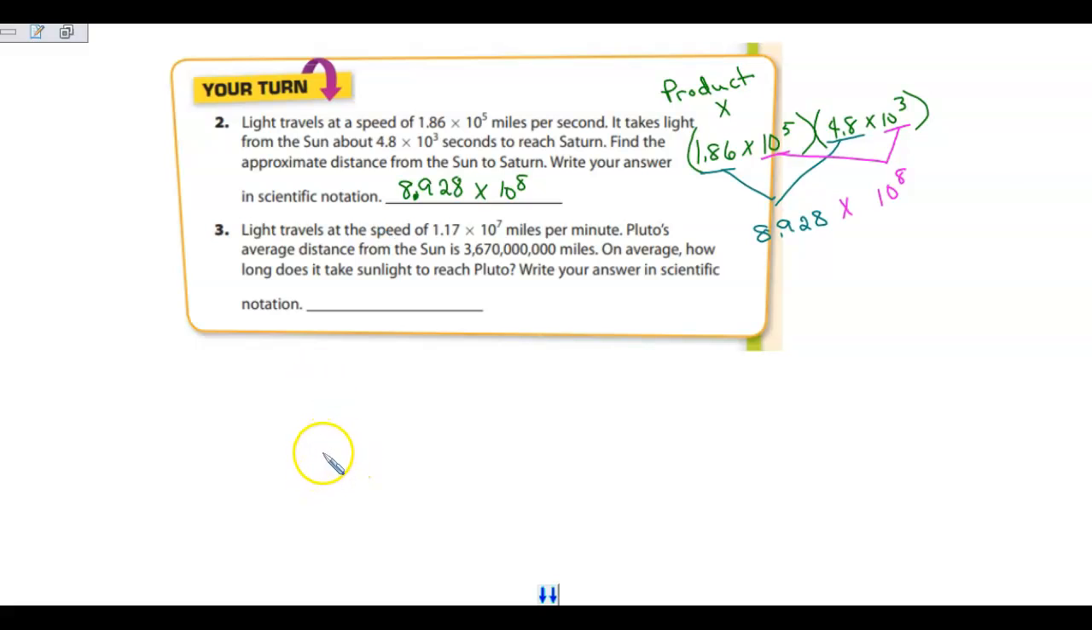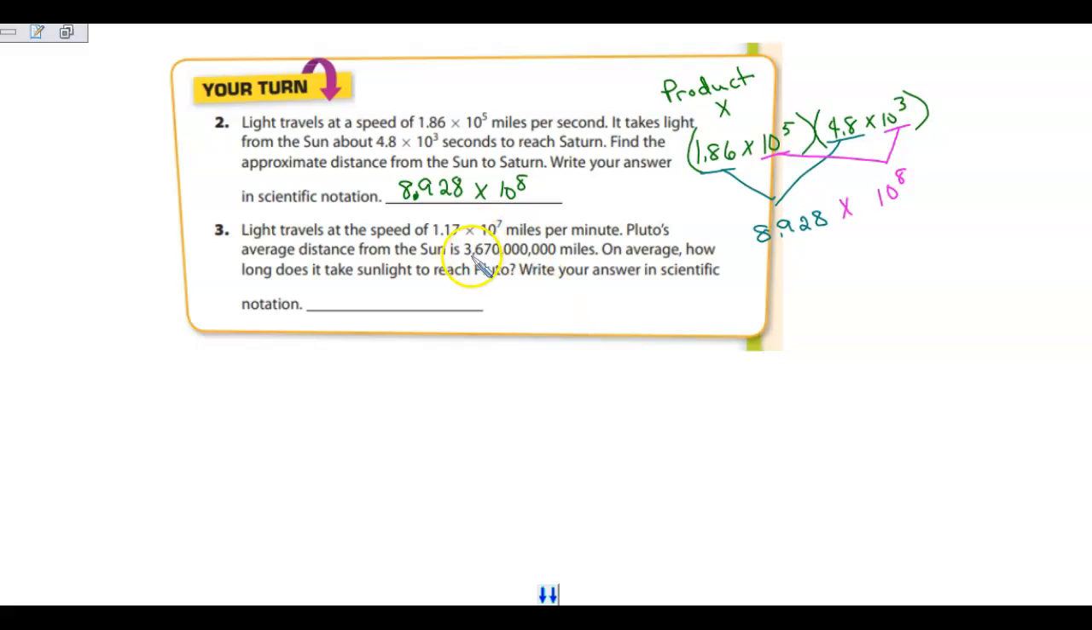Okay, take a look at number 3. Light travels at the speed of 1.17 times 10 to the 7th power miles per minute. Pluto's average distance is this many miles. On average, how long does it take the sunlight to reach Pluto? Write your answer in scientific notation. The first thing that I see is that this is in standard notation and this is in scientific notation. So what I'm going to do is put this in scientific notation.